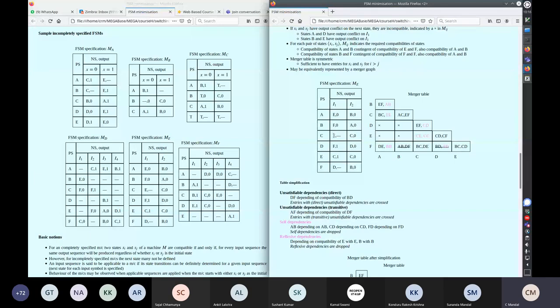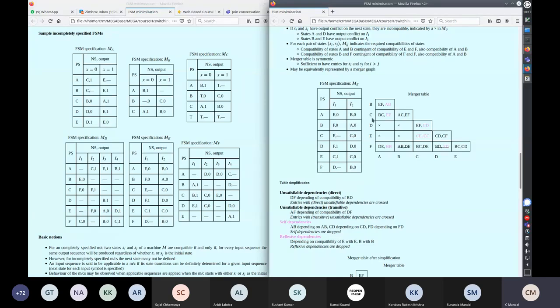Further, now this is an important step. For A and C to be compatible, what you find is that for A, of course, the transition and the output both are specified. But for C, although the transition is specified, the output isn't specified. So in this case, you have the option to specify the output favorably.